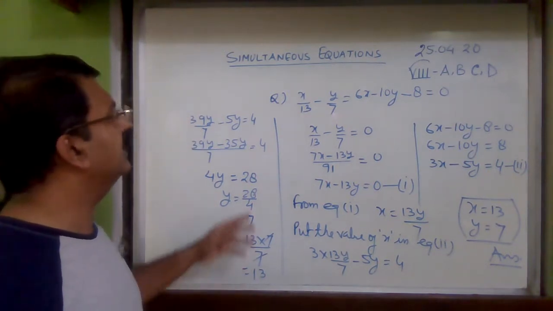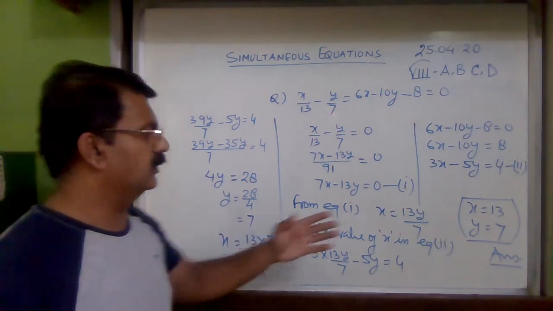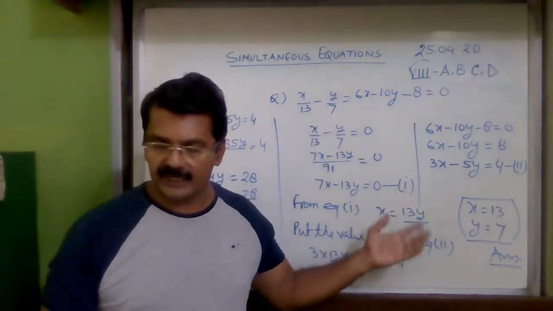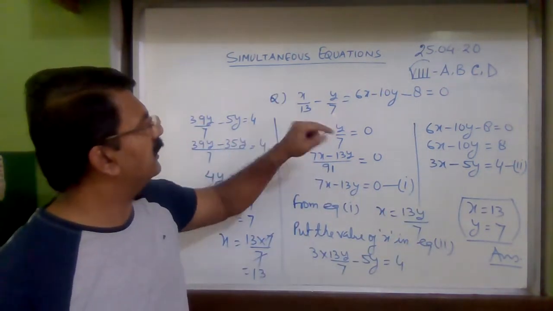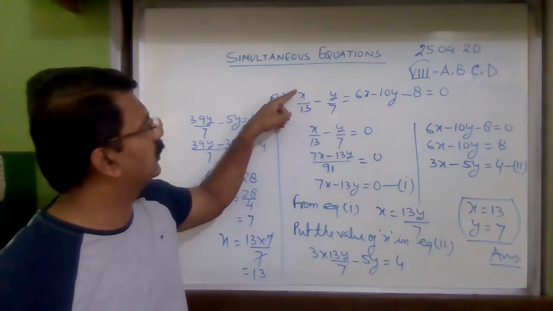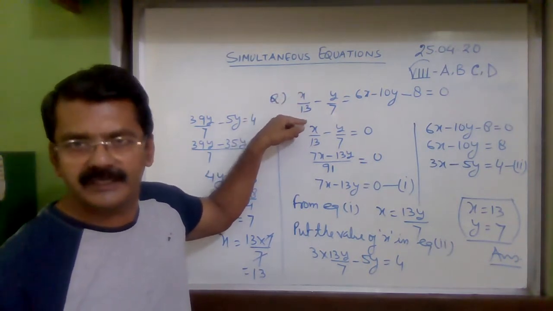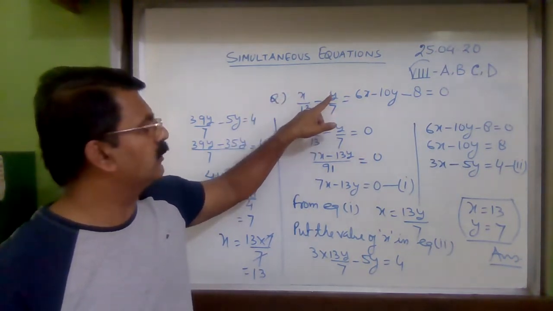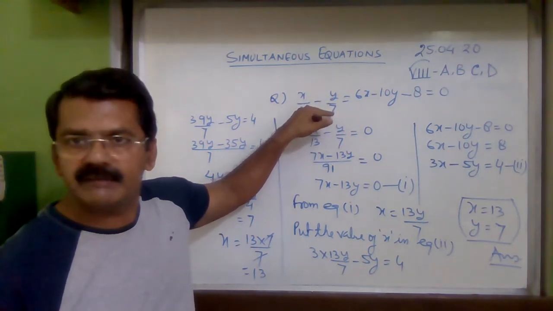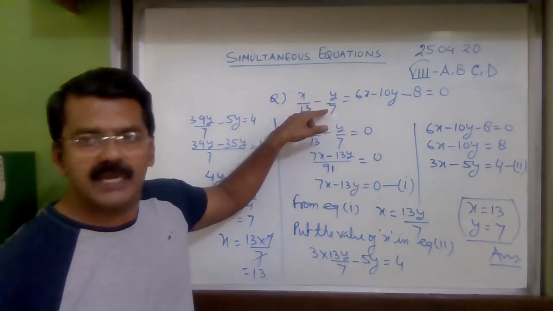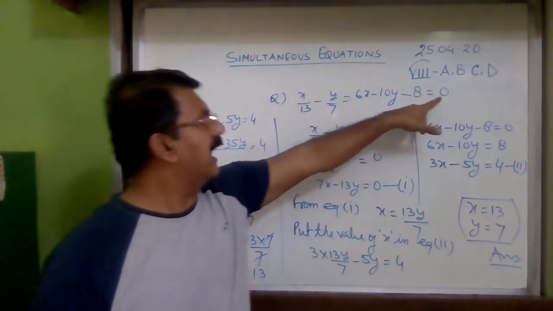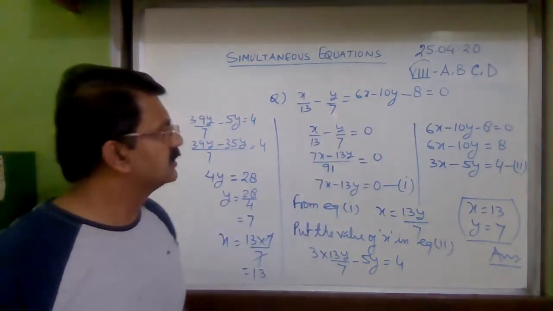Now once again, if you want to check whether your answers are correct or not, in the first part of the equation, if we put x is equal to 13, so 13 upon 13 is 1. Here you put y is equal to 7, 7 upon 7 is 1. 1 minus 1 is 0. So the first part is 0 and the third part is definitely 0.